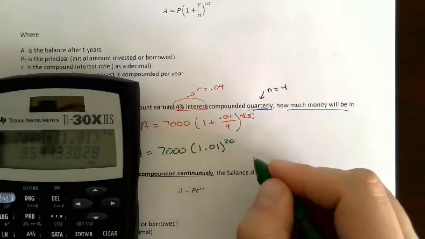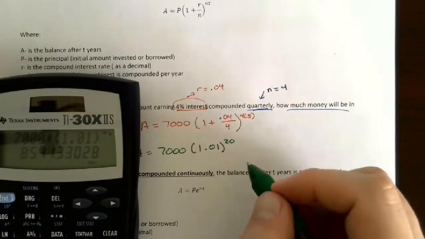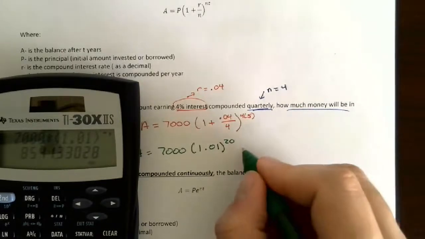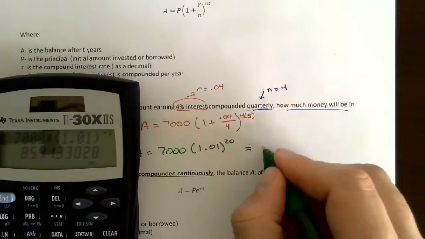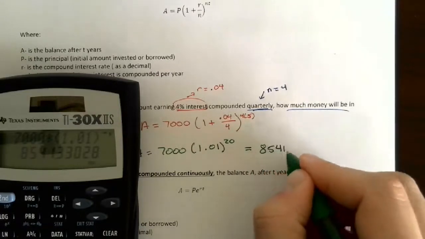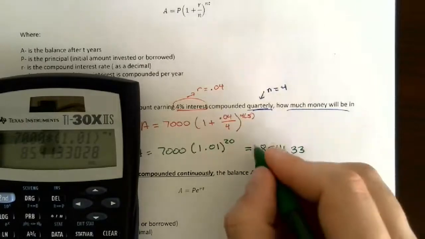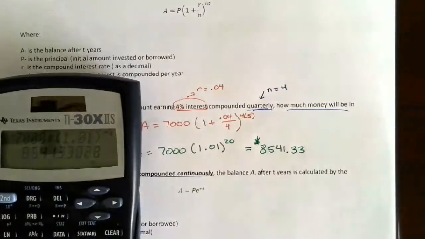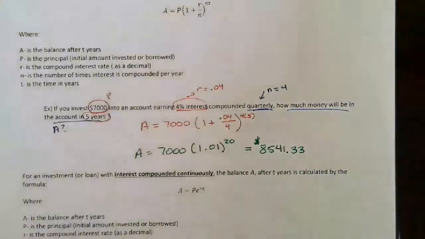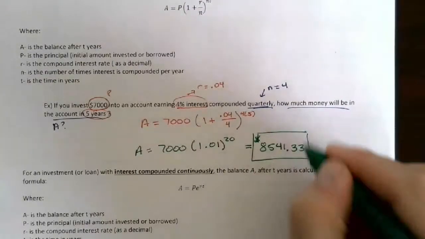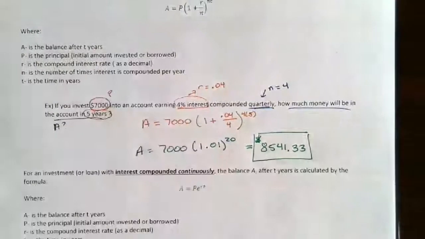And we get, now the exact value we don't really see. The approximation here, it's money, so we want to round to 2 decimal places. So this is equal to 8,541, we got 330, so 0.33, and this is dollars. So $8,541.33 will be in your account if left untouched after 5 years with 4% interest compounded quarterly.